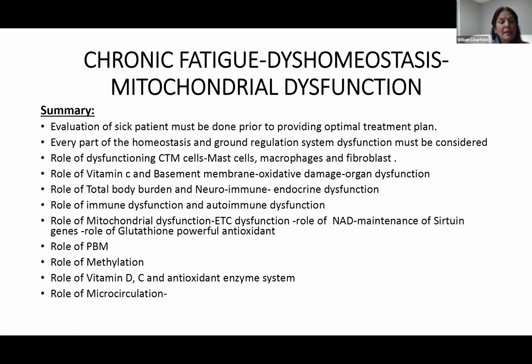So a comprehensive evaluation must be done before you start the treatment, because there are many facets to the treatment, many prongs to the treatment, and you can have a gradual approach. Do not try to treat the super sick patients with everything, because you may make them sicker as their metabolic pathways are not open completely, and they are in imbalance. And if they are in imbalance, you have to go low and slow, and that will be very helpful.